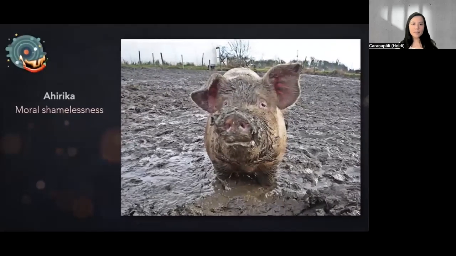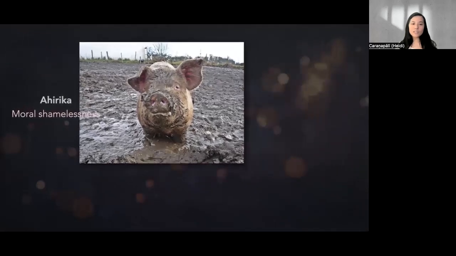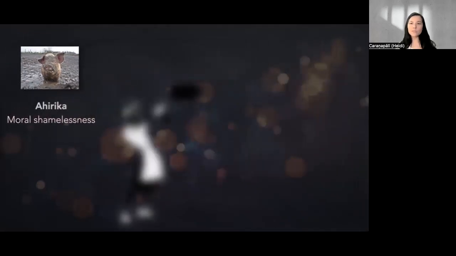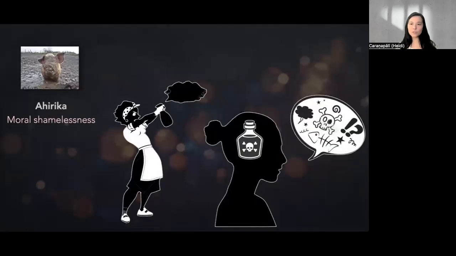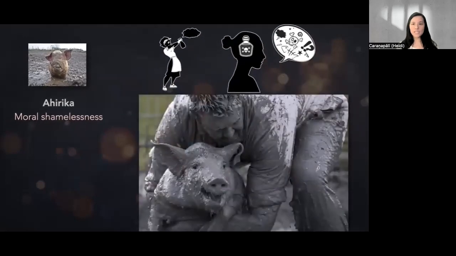Now, Ahirika is compared to a village pig in the scriptures. It is said like that: a village pig which is not disgusted with eating excrements. So when there is shamelessness or ahirika in our mind, we are not ashamed to do bodily or verbal unwholesome actions. So when you're not ashamed to break the precepts or to harm others or do whatever is unwholesome, that's moral shamelessness.